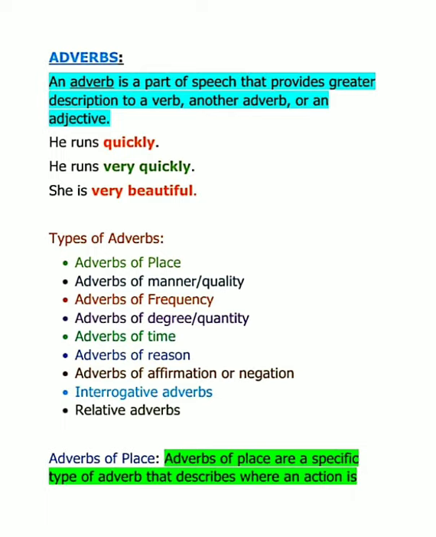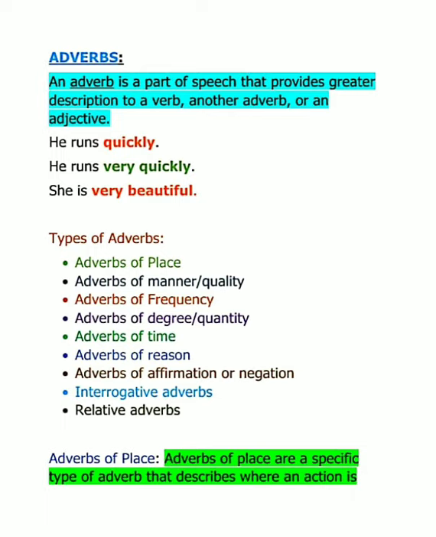In the second sentence, he runs very quickly. Now here, he runs, so the verb is the same, and quickly is an adverb which is modifying or describing the verb. But here you can see very is also an adverb which is further modifying the adverb quickly. Okay, so here very and quickly both are adverbs. She is very beautiful. So we all know beautiful is an adjective. So here very is modifying the adjective beautiful.